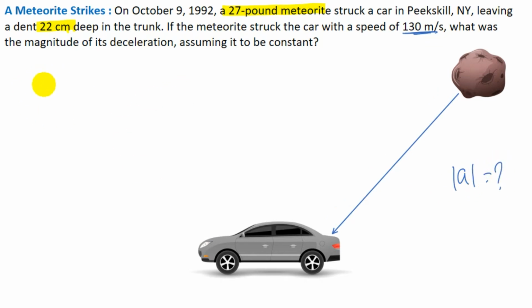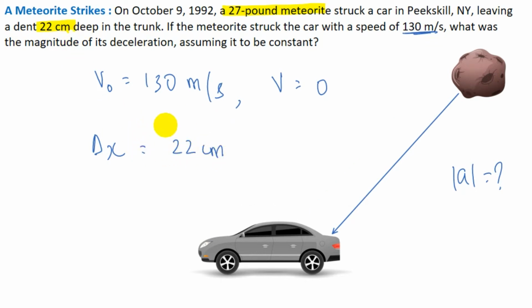Now initial velocity we are given to be 130 meter per second. The final velocity should become 0 after hitting this car. So V is 0. Now delta x is the dent, which is 22 centimeter, because in this distance traveled the meteorite comes to rest. So that is why delta x we have as 22 centimeter, which is nearly 0.22 meter.